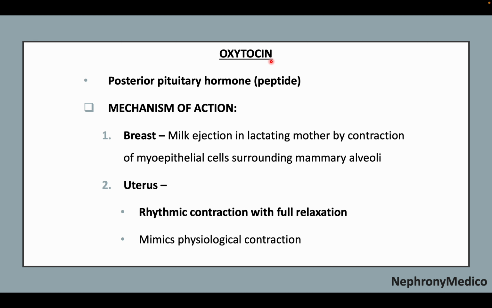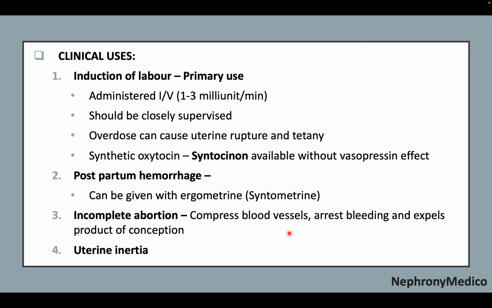Now, oxytocin. It is a posterior pituitary hormone, and its mechanism of action includes milk ejection in the lactating mother by contraction of the myoepithelial cells surrounding the mammary alveoli. In the uterus, there is rhythmic contraction with full relaxation, which mimics physiological contraction. Clinical uses: induction of labor is the primary use. Postpartum hemorrhage can be treated, given with ergometrine, as well as incomplete abortion and uterine inertia.